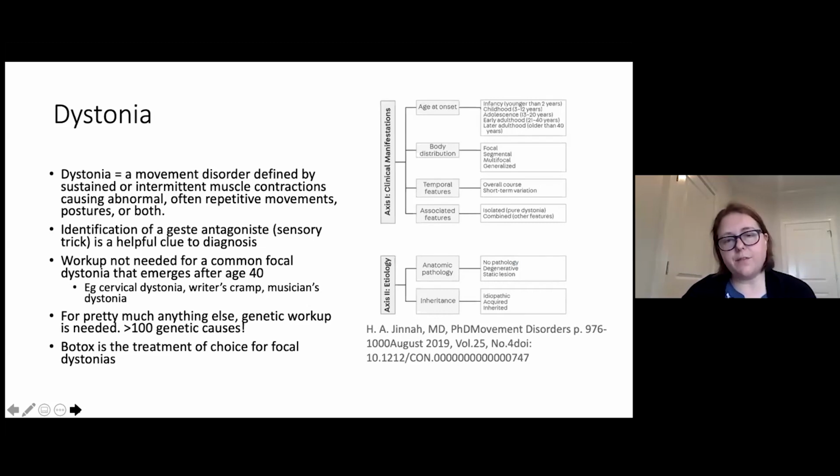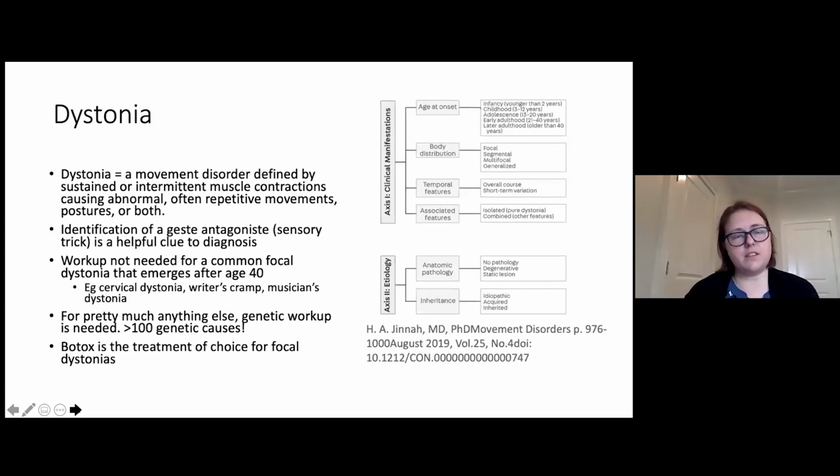One thing that can be helpful to the diagnosis is a geste antagonist. That's also known as a sensory trick. So in this case, the patient who touches the side of his face is actually able to relieve the dystonia. That's a very common sensory trick for cervical dystonia, and many people find it helpful. It's sort of a way of tricking the brain out of doing the movement.